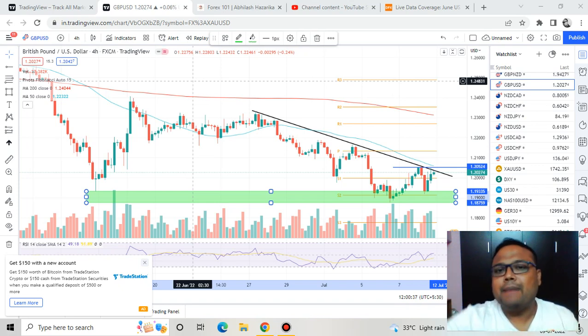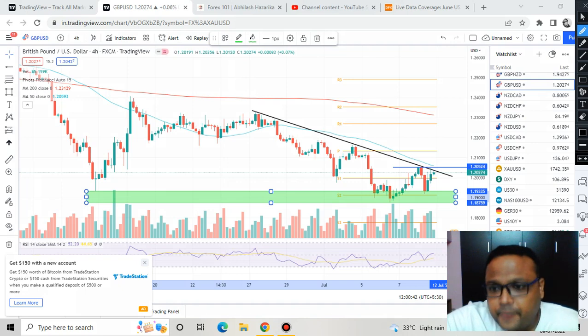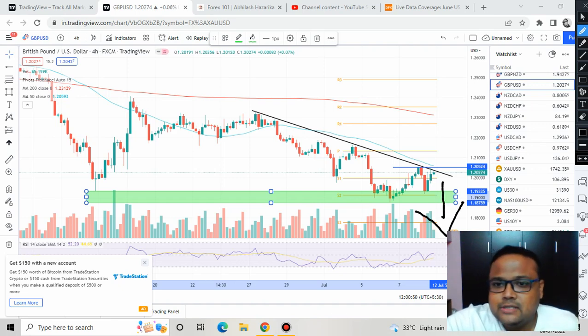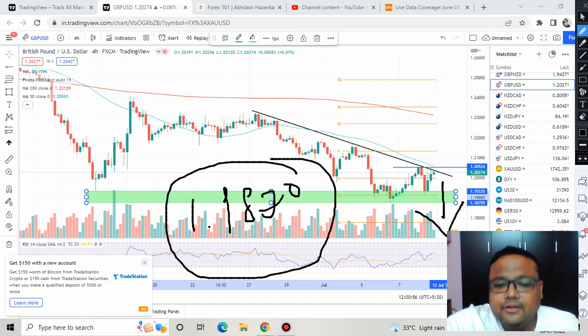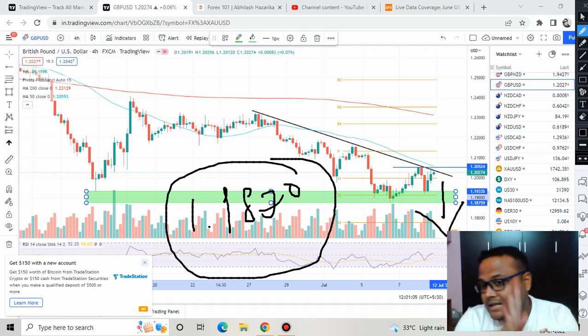and considering the pattern here, yes, there is a high possibility that the market may break the support and go down as well. So if the market breaks the support and starts going down, then obviously you can take a sell position below 1.1870. Below this level you can definitely take a sell position, but as long as the market is trying to hold the level and maintaining the support, you do not need to take a sell position.